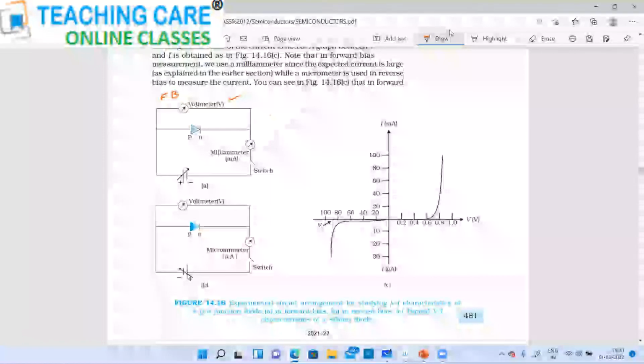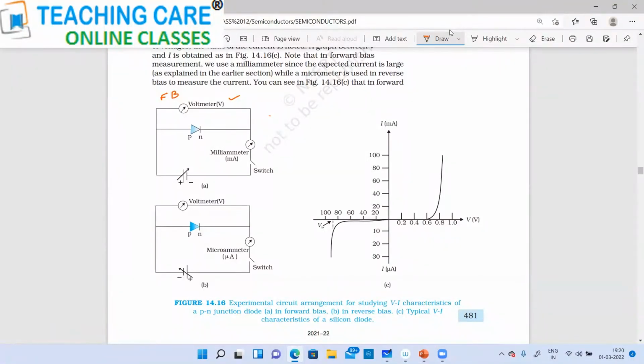See the reverse biasing: P is connected to the negative and N is connected to the positive, with a voltmeter to measure the potential difference. A microammeter measures the current in microampere. We are going to plot a graph. We are getting a graph like this. Note this is your forward biasing, with current measured in milliampere. Here it is microampere, and this is the reverse biased.